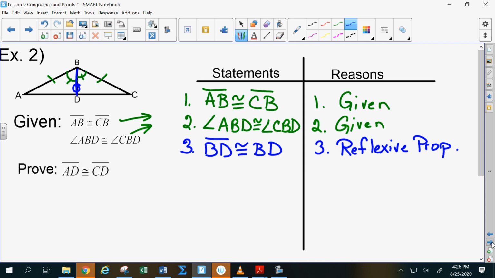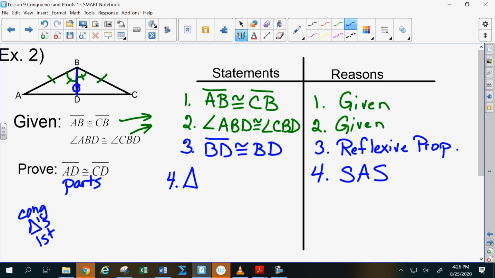Okay, do I have enough now to have congruent triangles? I'm trying to get to parts. So I need to have congruent triangles first. Then I can try to have congruent parts. So I have two sets of sides and an angle, and the angle is in between. So I'm going to be able to use SAS congruency. But I need to get my statement written in the correct order. So the first one, the order doesn't matter, so I'll just say triangle ABD. That needs to be congruent to.